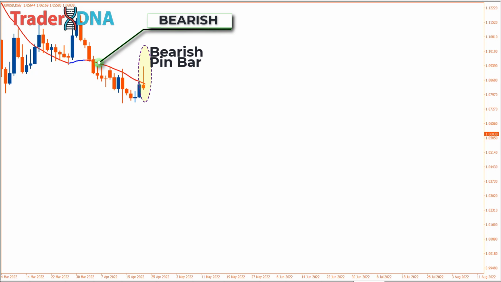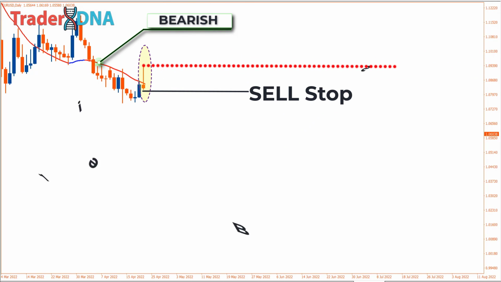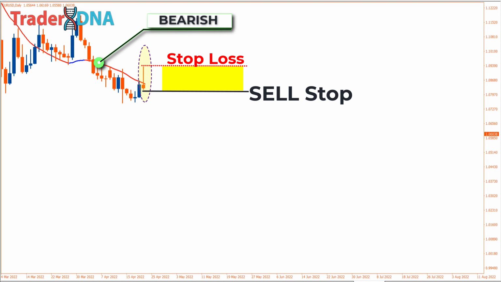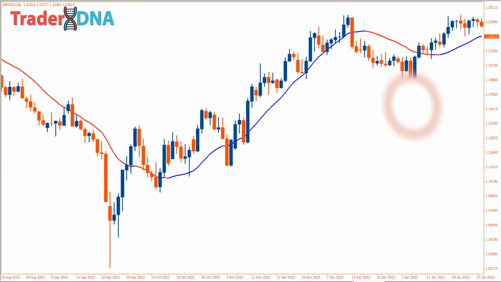After the bearish pin bar forms perfectly, we place a sell stop pending order below the lower tail of the bearish pin bar and set the stop loss above the upper tail of the pin bar. As you can see, the price quickly drops, providing us with significant profits. Another example is the triangle bearish pattern.